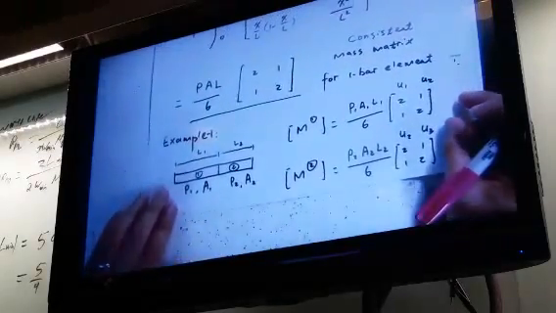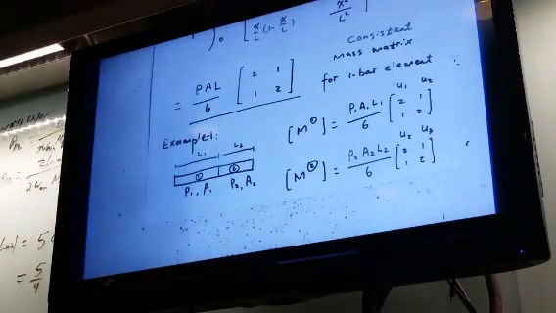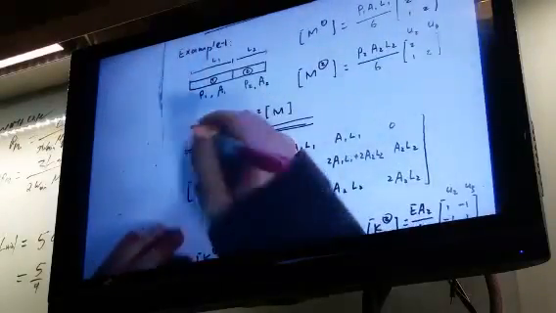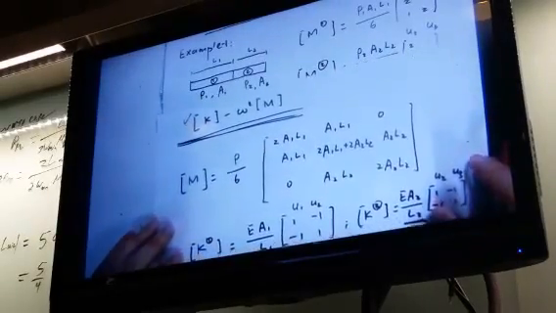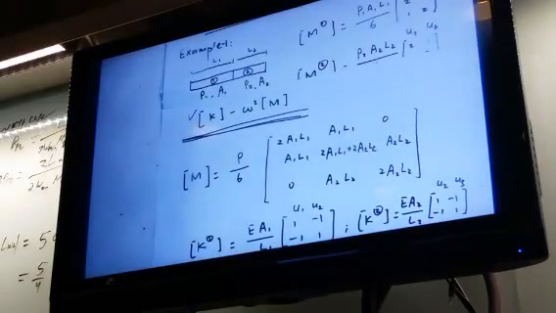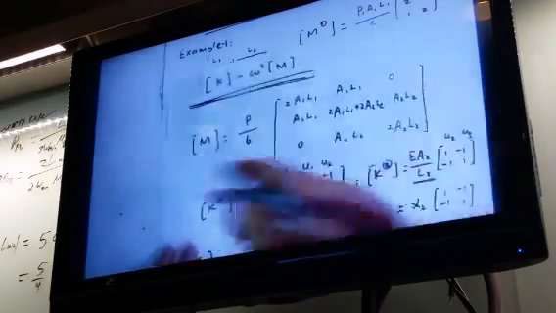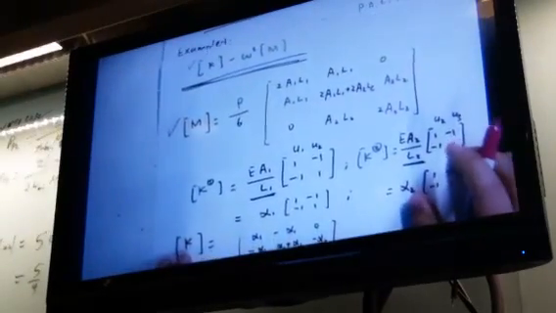If you have multiple bar elements, you can form multiple mass matrices, M1, M2, and then do the summation. You form the global mass matrix for the whole structure. And the next step is what is K, right? Because this is an equation that you're going to need to solve for the vibration frequency. This is a summary of these two mass matrices.